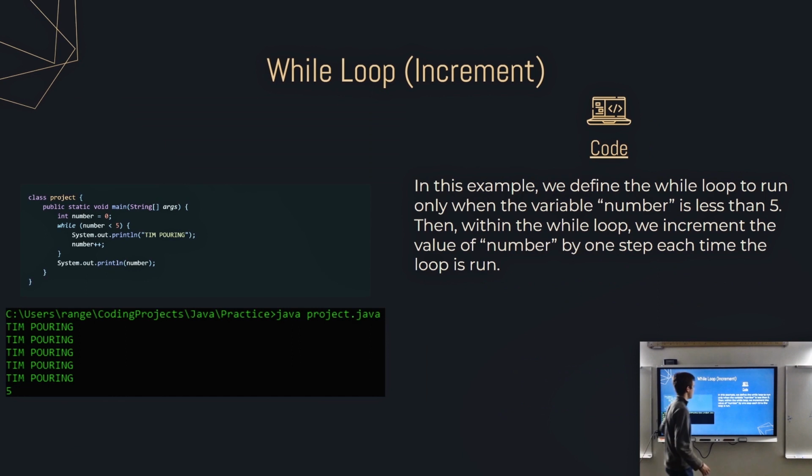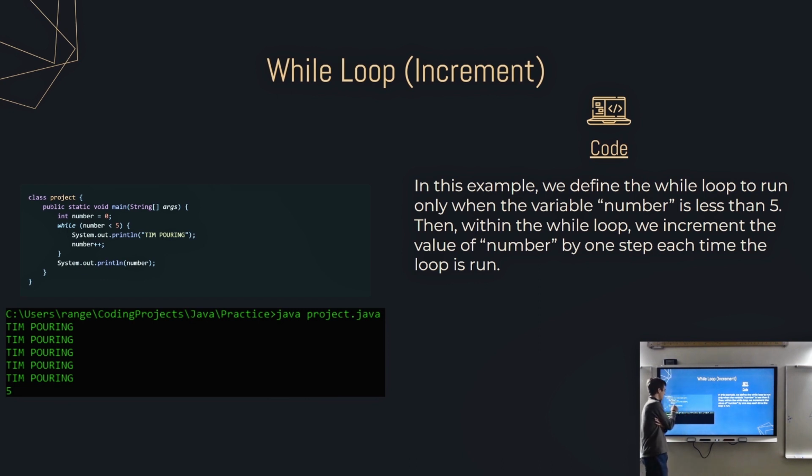So how about an incremental while loop? This is another thing that's very common. In this case, we have number equal to 0, and we say while number is less than 5, we print "temporing" and then we say number plus plus. Number plus plus is the same as saying plus equals 1. Effectively, we're just adding a value of 1 to whatever number is.